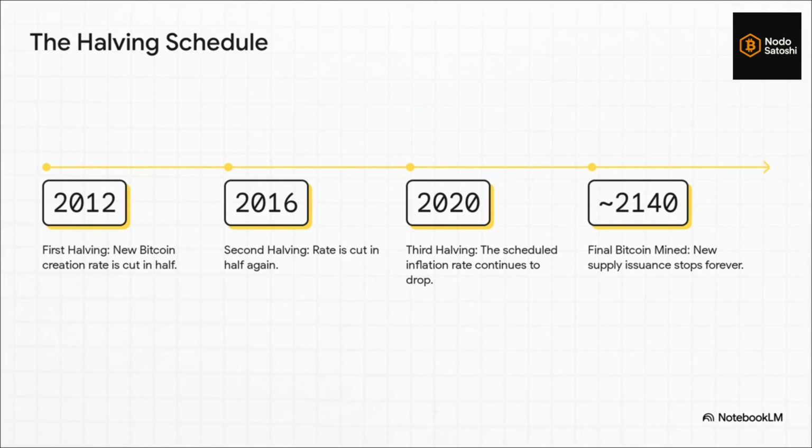On top of that, the speed at which new Bitcoins are created is programmed to slow down. Roughly every 4 years, there's an event called the halving, where the reward for miners gets cut in half. This means its inflation rate is not only known in advance, but it's guaranteed to decrease over time on a schedule that nobody can change, making it more and more scarce.